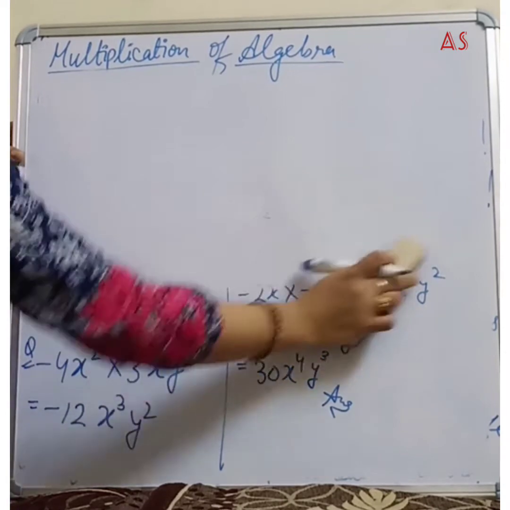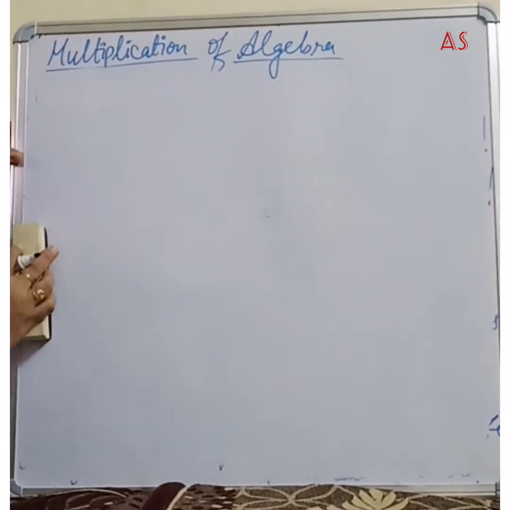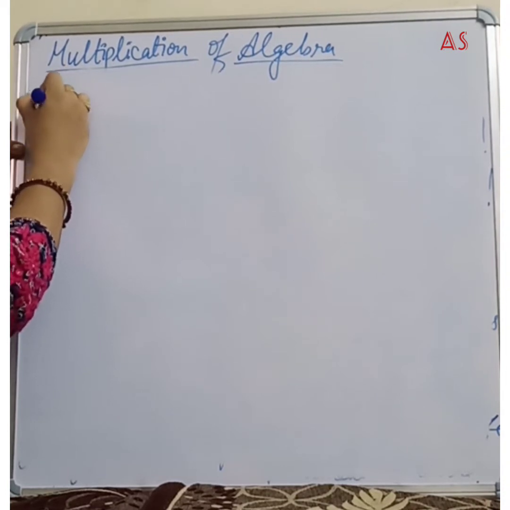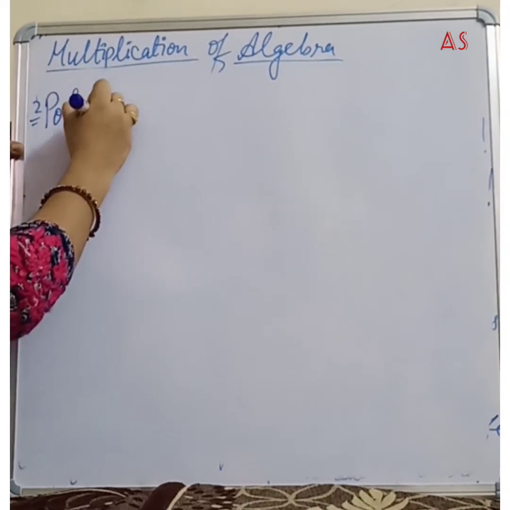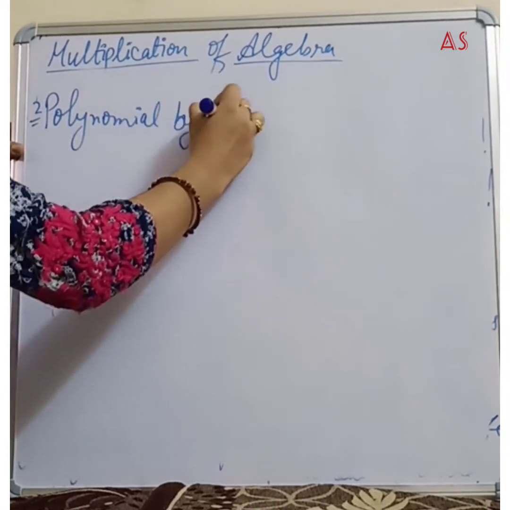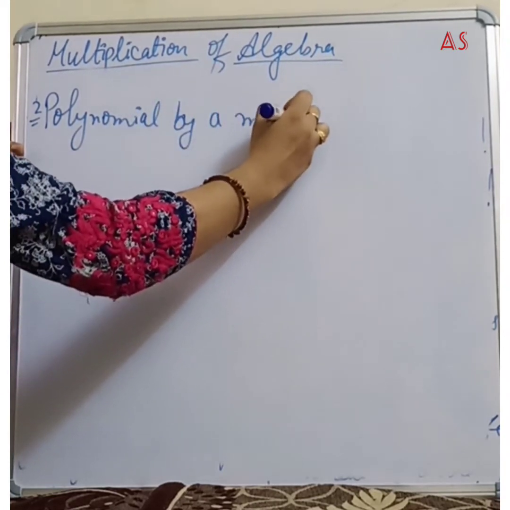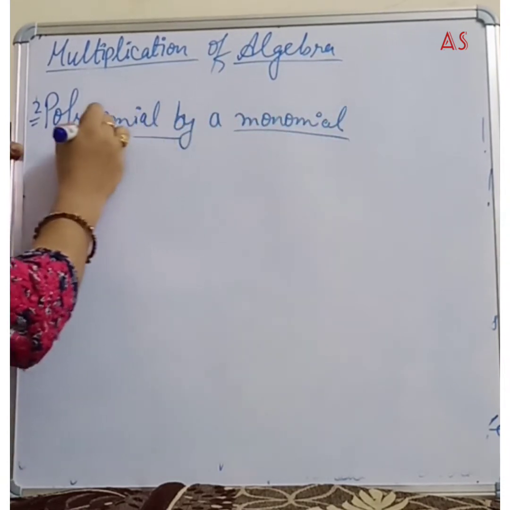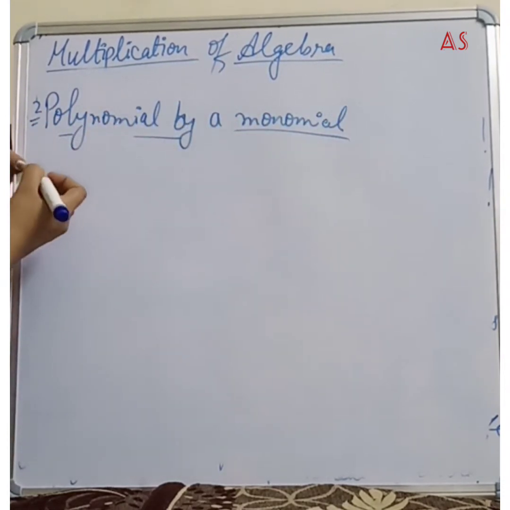Now next is polynomial, the second part: polynomial by a monomial. How to multiply a polynomial by a monomial? Now we have two methods.